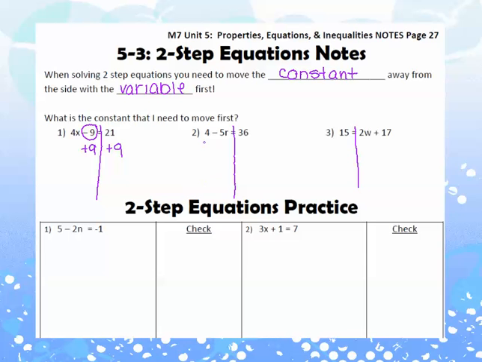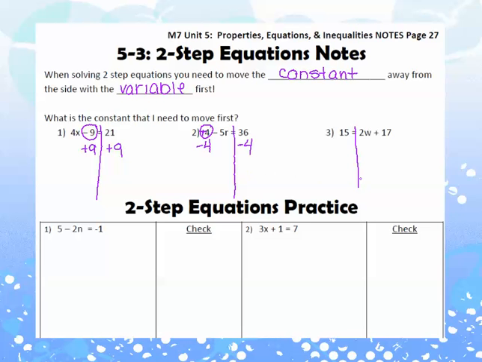If I look at number 2, there's an R here. I'm looking for the constant, the number by itself. The number by itself on the same side as the letter is going to be the 4. Now because it doesn't have a sign, it's actually a positive 4. And think to yourself, what is the inverse or opposite of positive 4? Which is -4 to both sides.